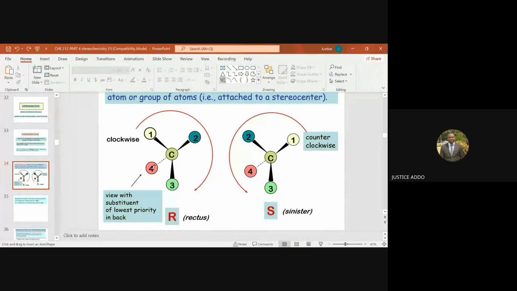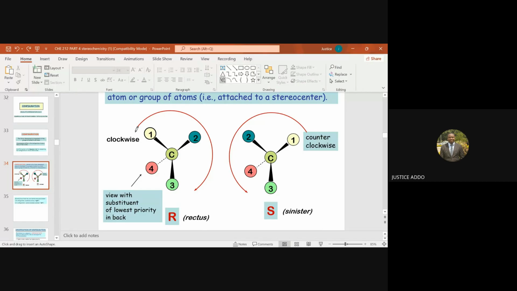They should be different. None of them should be the same. Meaning, this 1 cannot repeat itself as 1 here. 2 cannot repeat itself. 3 cannot repeat itself. 4 cannot repeat itself. They should all be distinct. That's why you have 1, 2, 3, 4.